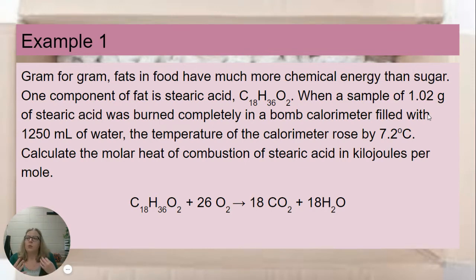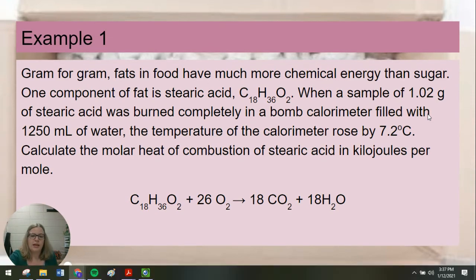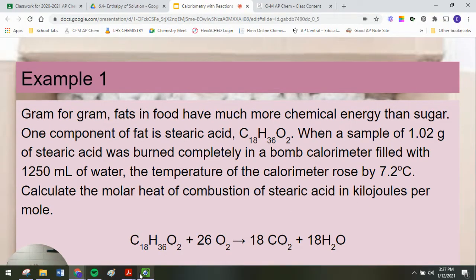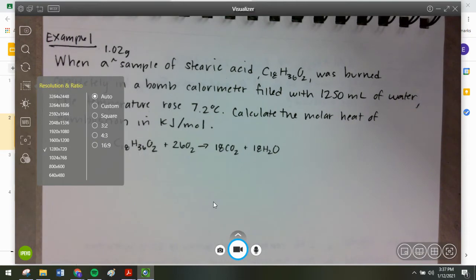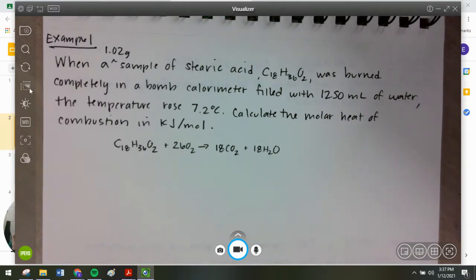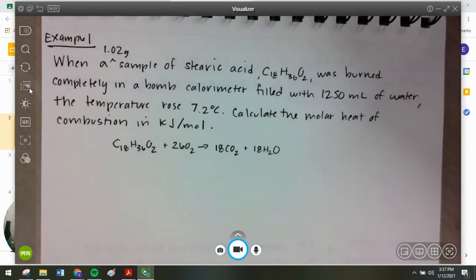Now, like I said, you're probably going to see this problem broken up into two parts. You're going to have it calculate the moles somewhere else in the problem, my guess, and then it'll give you the heat and ask you to find the molar heat of that reaction. So if you want to give this problem a try right away, you are welcome to go ahead and do that. I'm going to switch over to my doc cam so you can see me working through it, and then we will get started. There we go. Okay, so we've got our problem here.